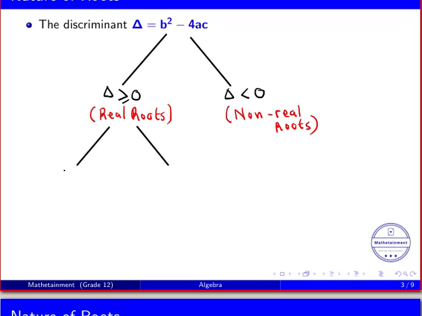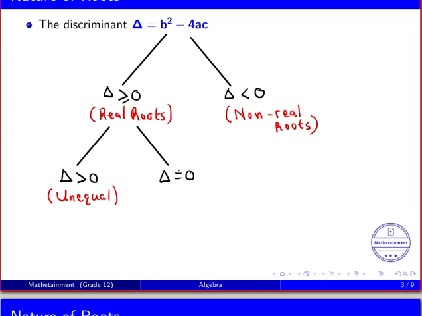It can happen that your discriminant is strictly greater than 0, or your discriminant is exactly equal to 0. If your discriminant is strictly greater than 0, then in addition to your roots being real, they are also unequal.